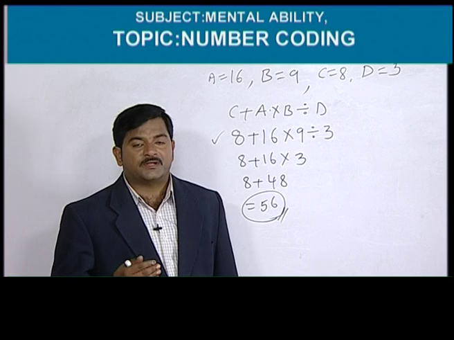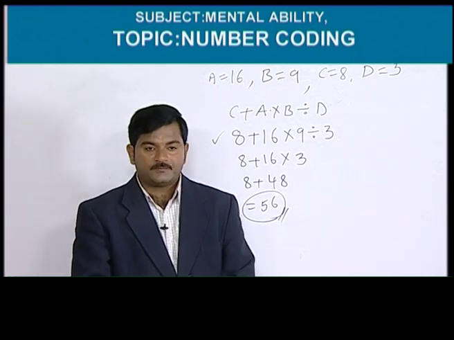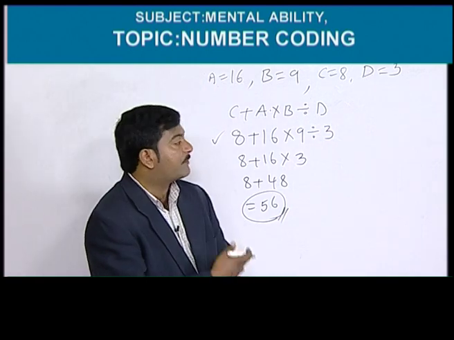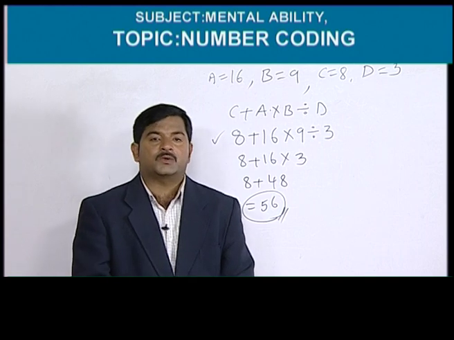That is, the first one is letter coding, the second one is number coding, and finally the third one is mathematical coding.